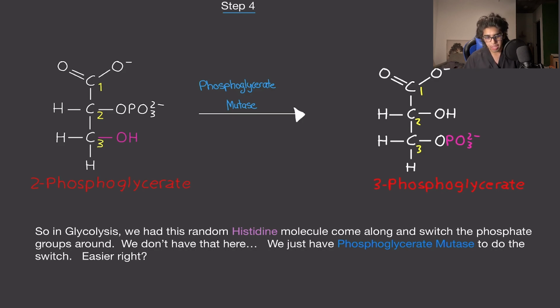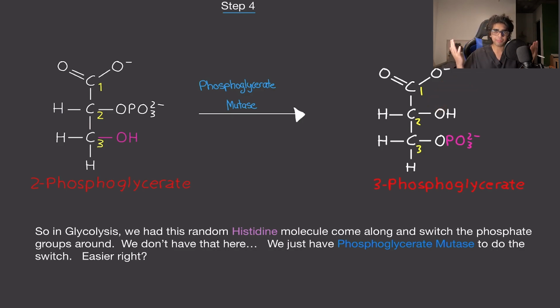And all we're going to do is change the positions of the hydroxide group and the phosphate group. We're going to switch places. So the phosphate was originally on carbon number 2 here. That's why it's called 2-phosphoglycerate. But now we're using this enzyme, this phosphoglycerate mutase. We're going to take that phosphate and move it to the carbon number 3 position, right here. That means that the OH that was on carbon number 3 must now be on carbon number 2 here. So we just swap places.